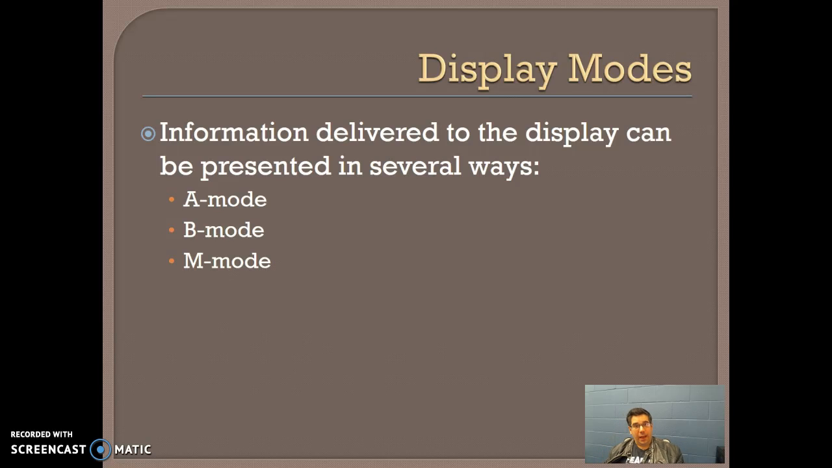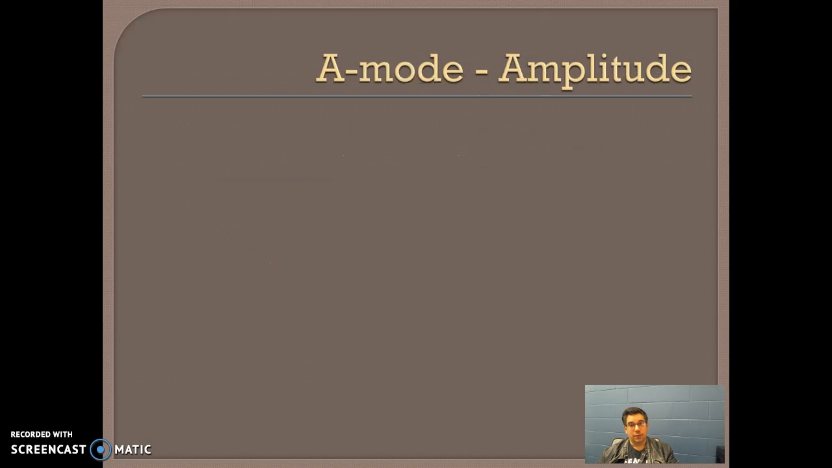You have A mode, which we'll go into, but basically it's amplitude mode. B mode is brightness mode, which you're more familiar with. And then you're probably also familiar with M mode, which we'll talk about each one of these.